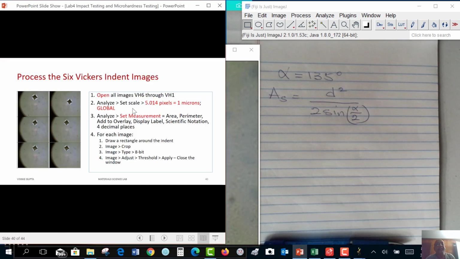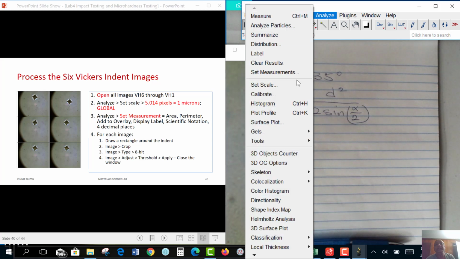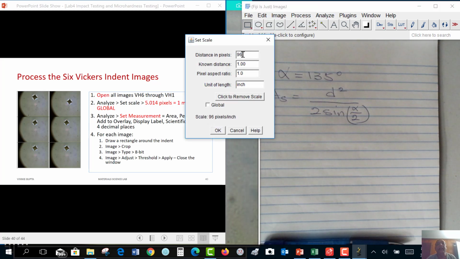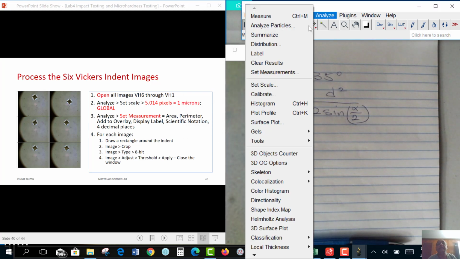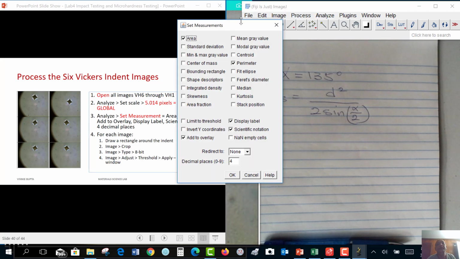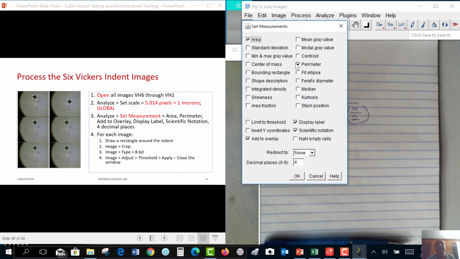And then I'm going to set my scale. So I'm going to go to Analyze, Set Scale. And my resolution of the image was 5.014 pixels was 1 micron. And I'm going to make it global for all images. Measurements I want to do: I want area, perimeter. I want to add to the overlay, display label, scientific notation, 4 decimal places.